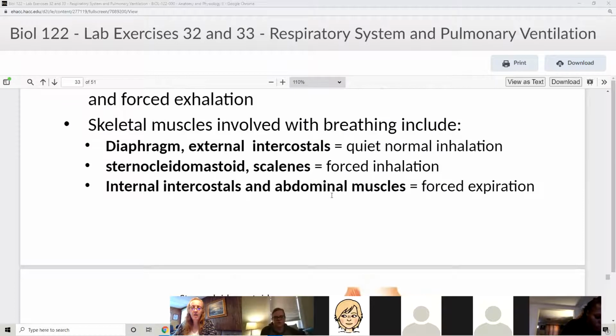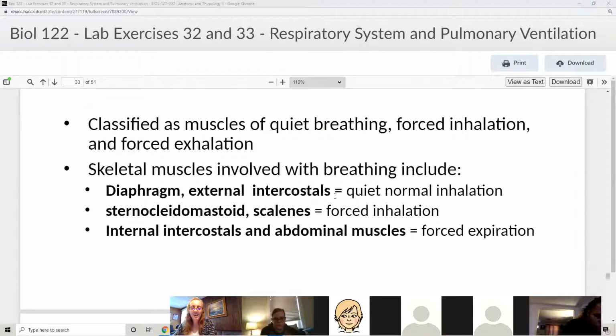So if you live with a snorer, they're most likely using their sternocleidomastoid muscles, or they're also possibly using their abdominal muscles, because they're struggling in both directions, getting air in and getting air out.